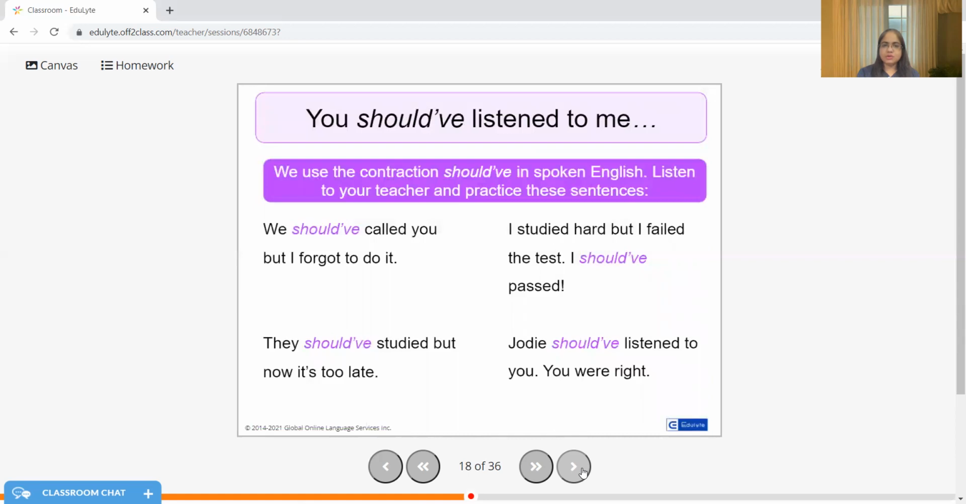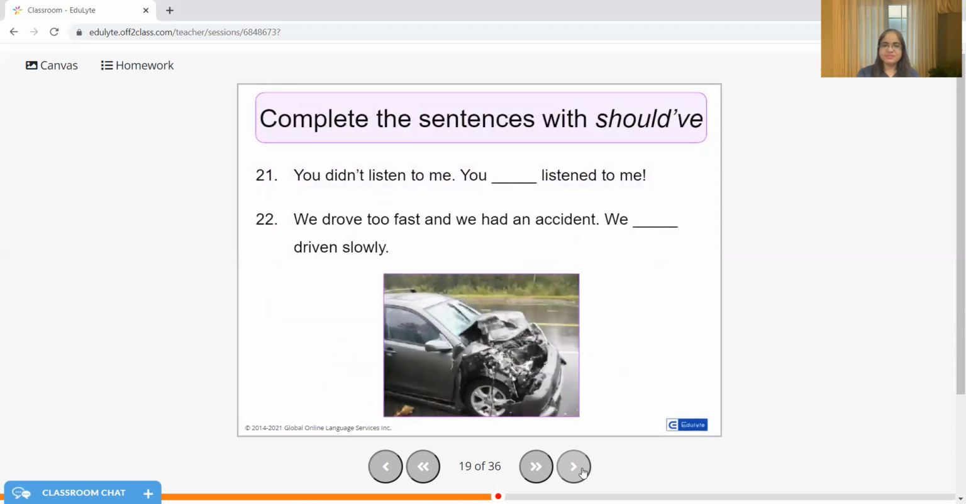So we use the contraction should have in spoken English. And let's try a few more sentences related to that. We should have called you, but I forgot to do. I studied hard, but I failed the test. I should have passed. They should have studied, but now it is too late. Jody should have listened to you. You were right.